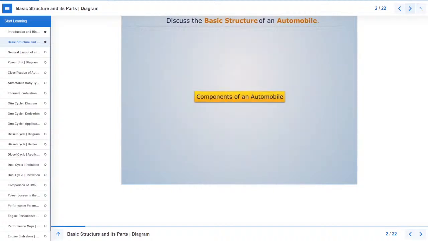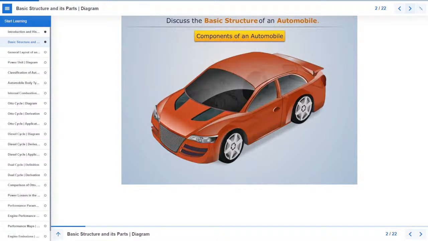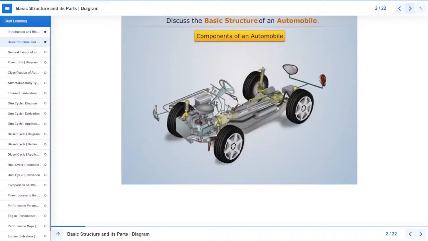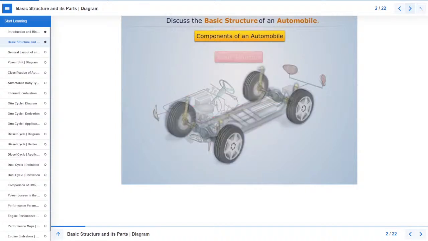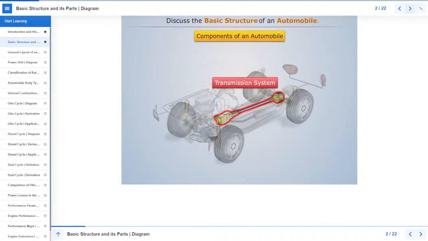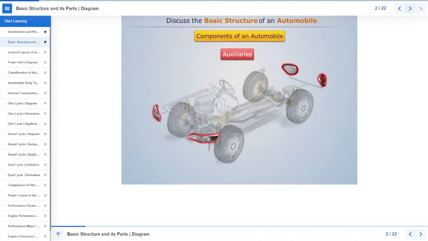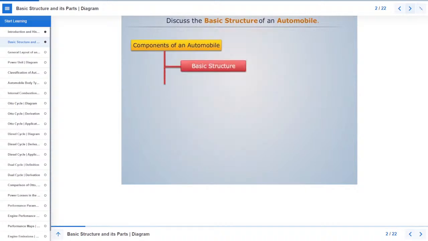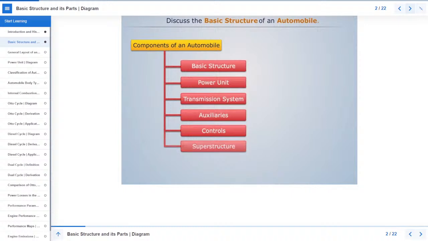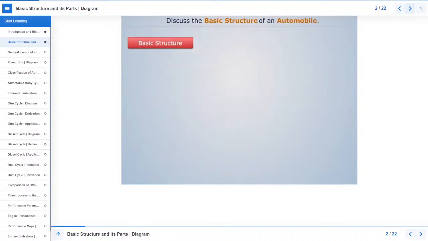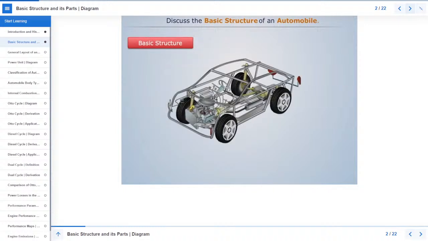Automobile is made up of hundreds of different parts, which can be broadly categorized into 6 components: basic structure, power unit, transmission system, auxiliaries, controls, and superstructure. The first 5 components are collectively known as automobile chassis. Now let's try to understand the basic structure of an automobile.